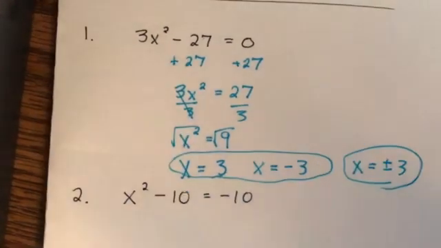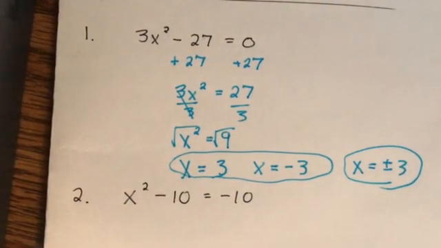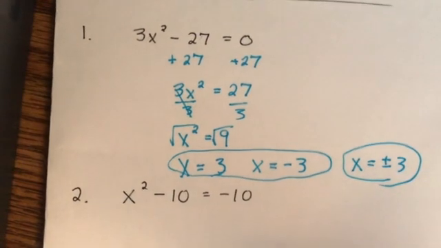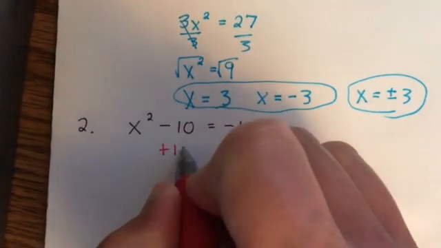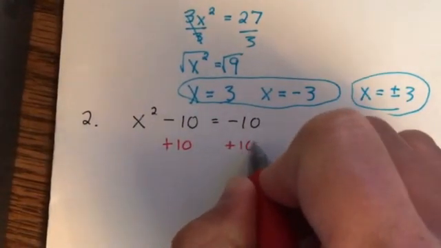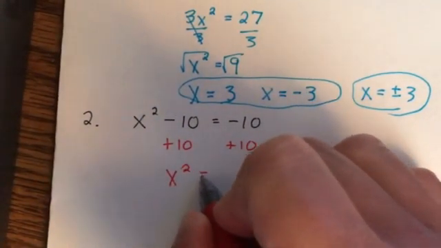Number 2. Just slightly different here. We have x squared minus 10 equals negative 10. And again, we're just going to get the x squared by itself. We'll add 10 to both sides. And we get x squared is equal to 0.